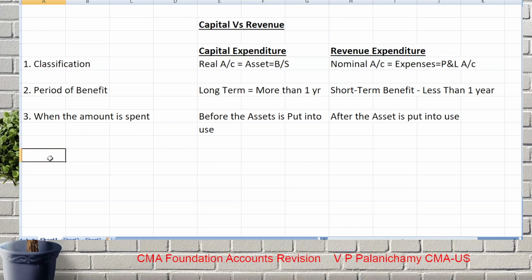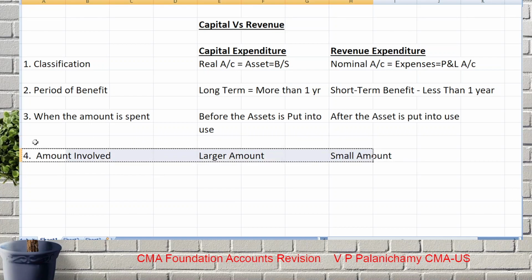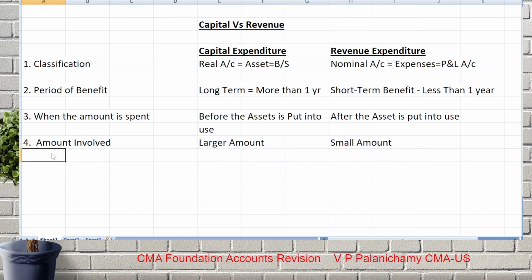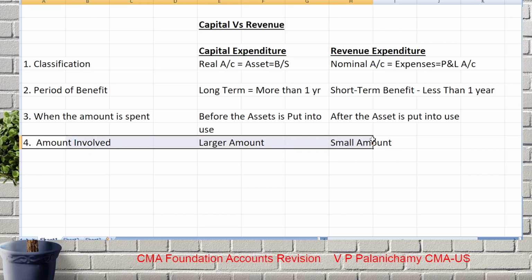Fourth point of difference: amount involved. Which will have a larger amount, which will have a small amount? Capital expenditure will involve what? Larger amount. Revenue expenditures will involve a small amount. So capital expenditure, we spend huge money; revenue expenditure, small amount.